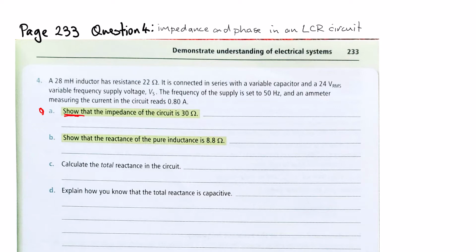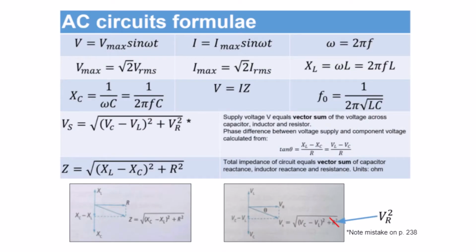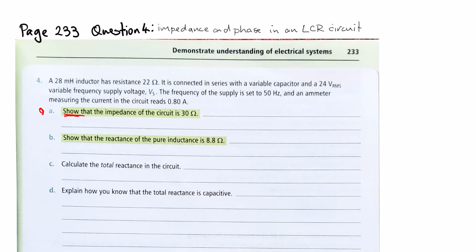Okay, show that the impedance of the circuit is 30 ohms. So it's a show-me question, which indicates that we're going to need to use that value soon, but we've got to show working. So let's have a look at our equation for impedance of a circuit. The supply voltage is equal to the current times the impedance Z in ohms. So it's the AC equivalent of Ohm's law.